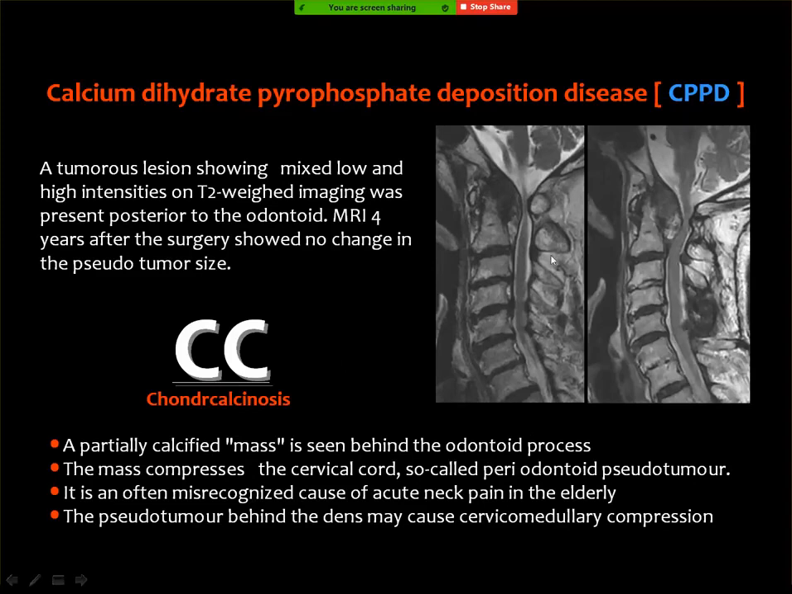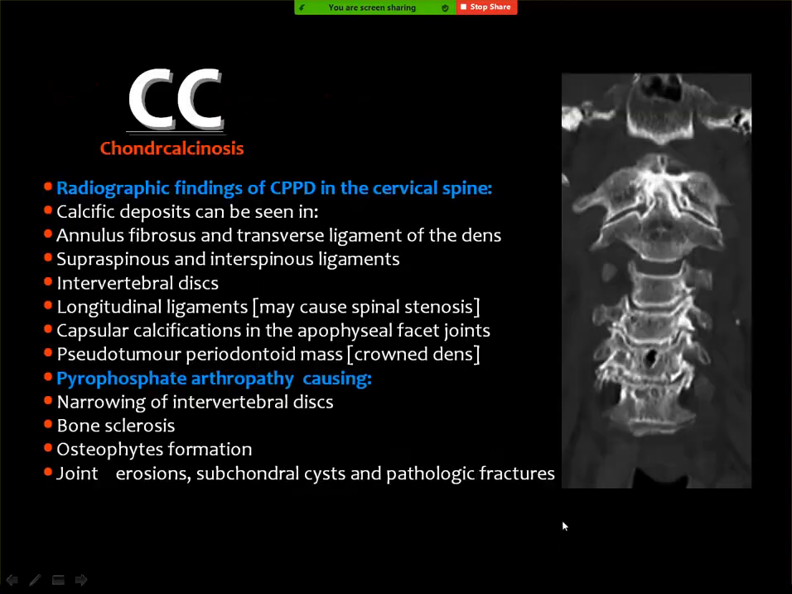And in the odontoid, it is characterized by the formation of a pseudotumor around the odontoid. If you look carefully, you can see that the odontoid shows normal signal, but you see a big mass which is related to the back of the odontoid, which is black in the T1 and T2 weighted images. And here are the radiographic and the CT appearance of this disease.